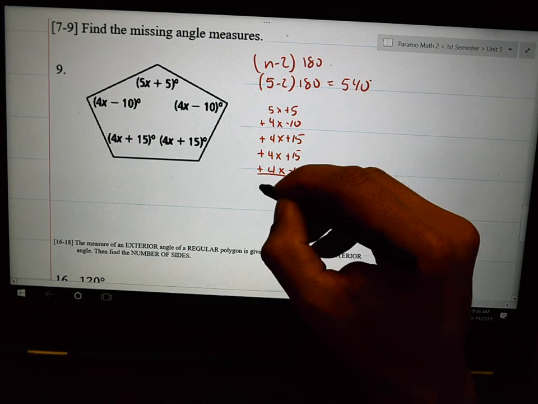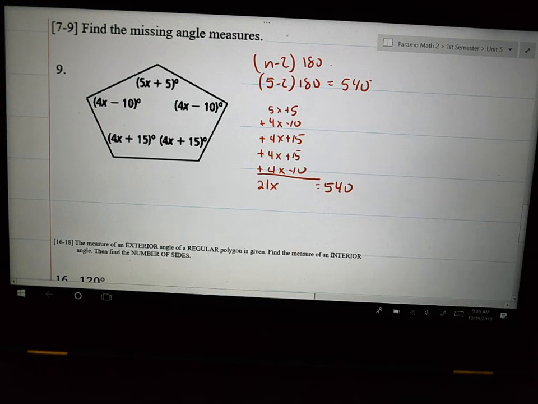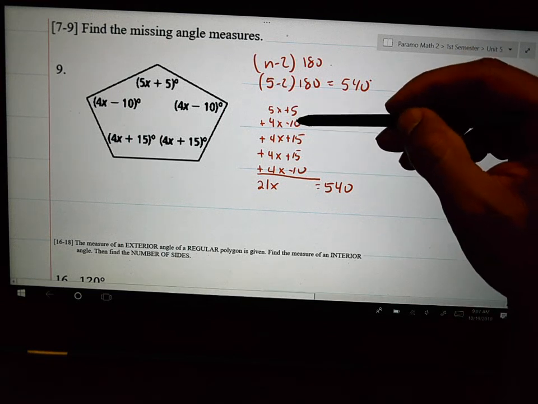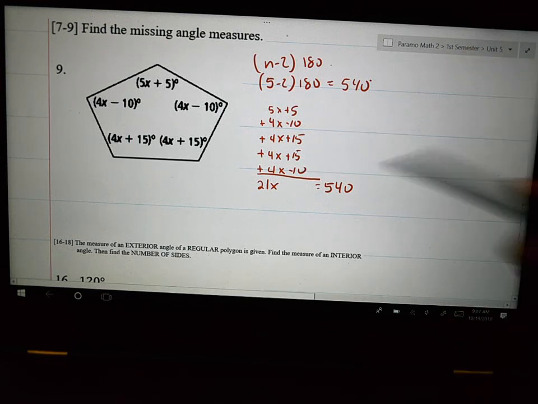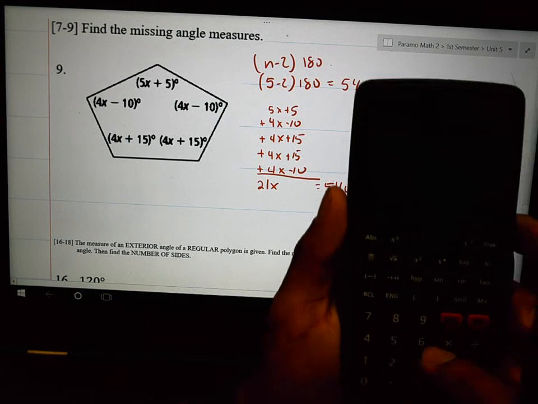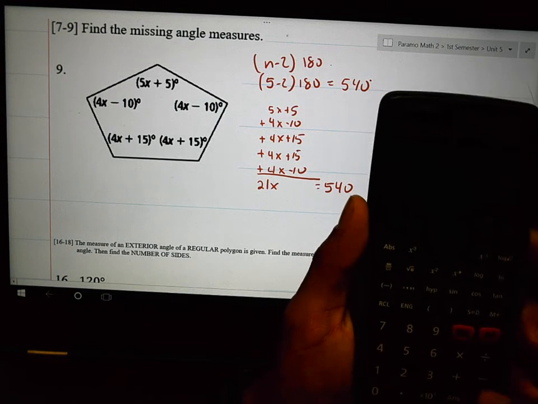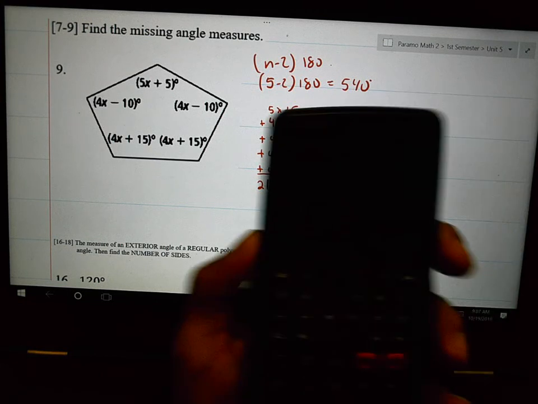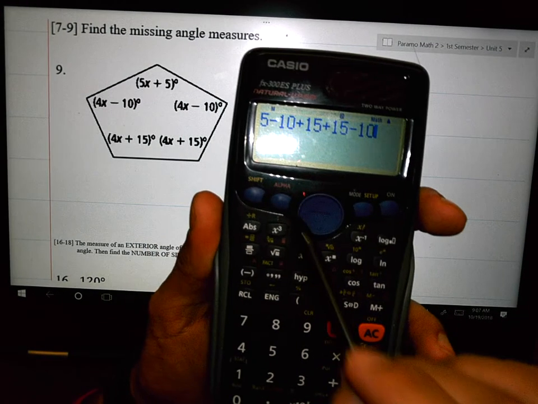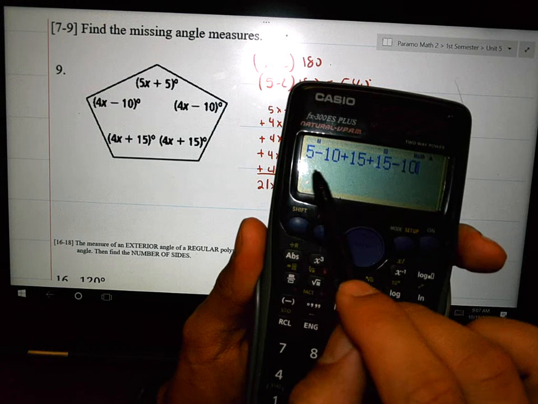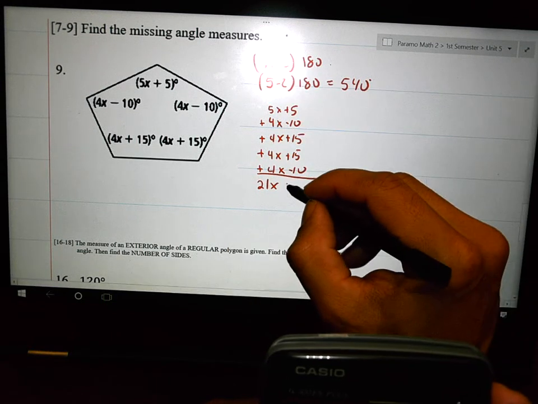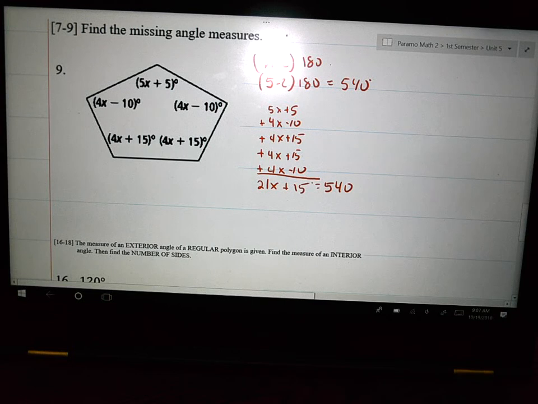Ooh, 2 of you know. 21x. Love it. Now this is where sometimes you use a calculator, sometimes I don't. 5 minus 10 plus 15 plus 15 minus 10. If you need a calculator, just plug that in, just because there's a lot. And that's what I like about these calculators. You can see, did I type it in correctly? Equals, it's a positive 15 left over when you put all that together.